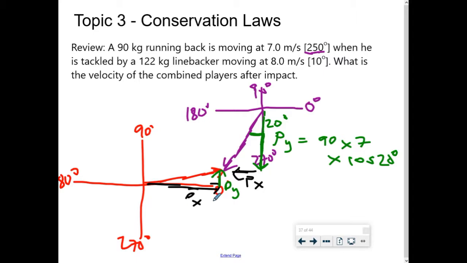Why don't we do the linebacker right now? If I do PY for the linebacker, it's 122 by, what was its speed, 8.